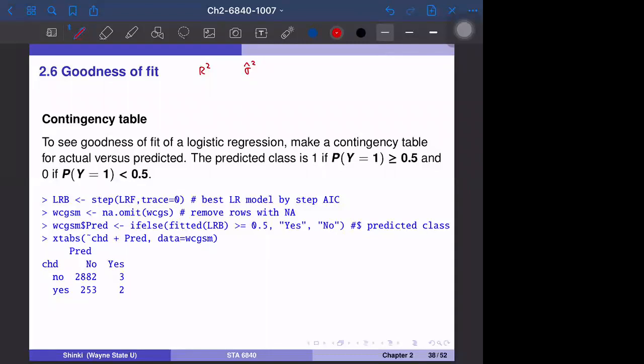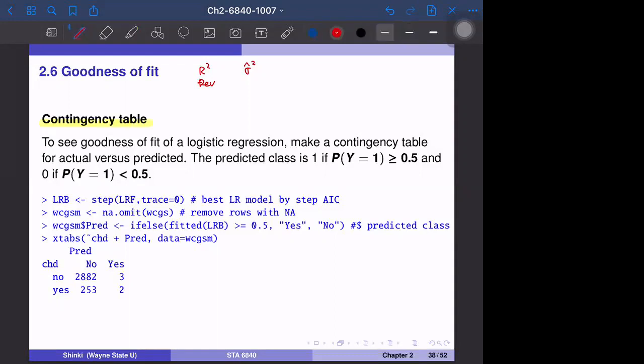But for logistic regression, we haven't discussed an intuitive measure. We have the deviance, but when we are given a deviance, it's not really clear how to interpret the deviance number itself. So the easiest way to summarize the result of logistic regression is a contingency table.